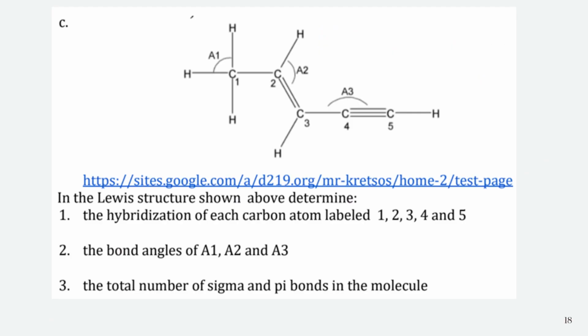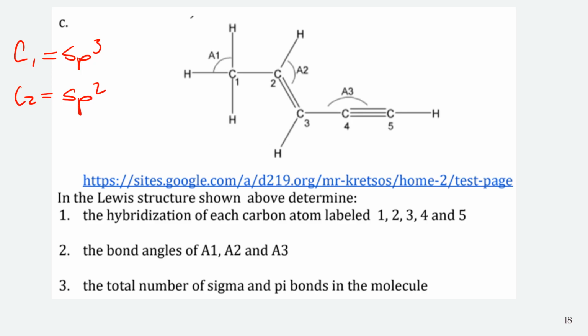Oh, sorry. Last one. In the Lewis dot structure above, determine the hybridization of each carbon atom labeled 1, 2, 3, 4, and 5. What are the bond angles at A1, A2, A3? Sounds like a barbecue sauce. And determine the number of sigma and pi bonds. So carbon 1. You have 4 domains on it. So this is going to be sp3. Carbon 2. You have 3 domains, so it's going to be sp2.